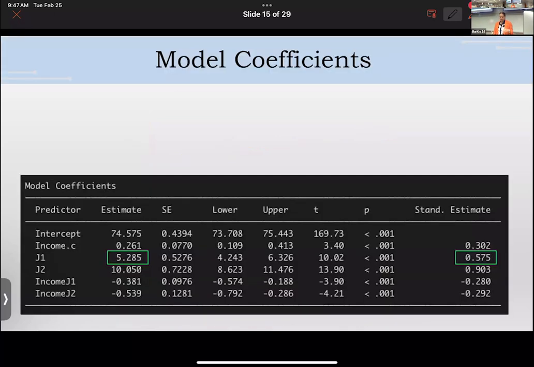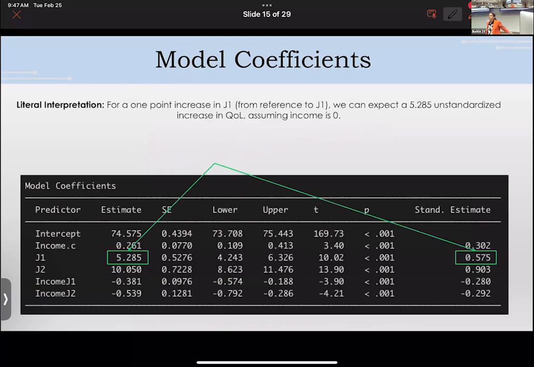All right, now we've got J1, unstandardized 5.28, standardized 0.575. Here's where it gets fun. How do we literally interpret this if we were robots? The same thing we always do. For a 1-point increase in J1, we can expect a 5.285 unstandardized increase in quality of life, assuming income is 0. Cool. A lot of the things I said don't contextually mean anything.